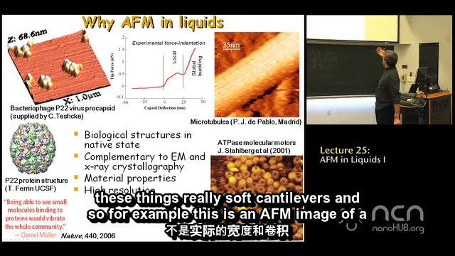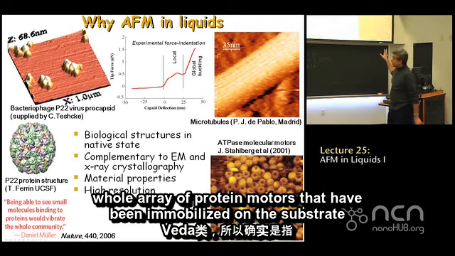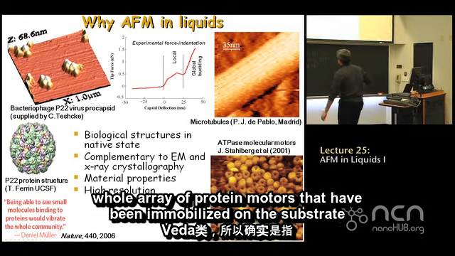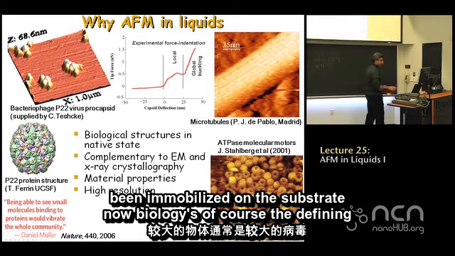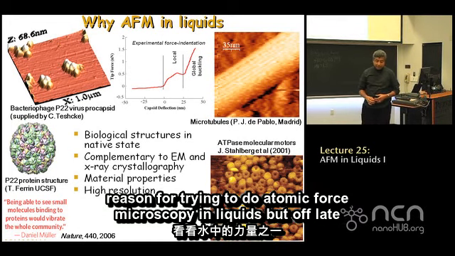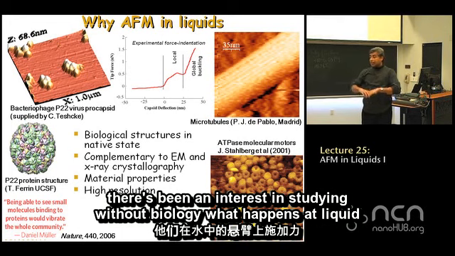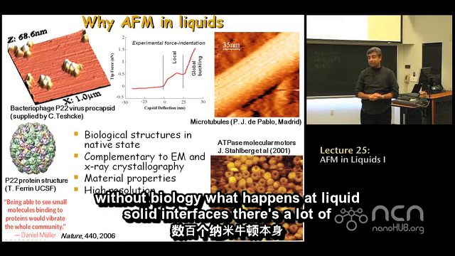And so, for example, this is an AFM image of a whole array of protein motors that have been immobilized on the substrate. Now, biology is, of course, the defining reason for trying to do atomic force microscopy in liquids, but of late, there's been an interest in studying, without biology, what happens at liquid-solid interfaces. There's a lot of interest in that, too.